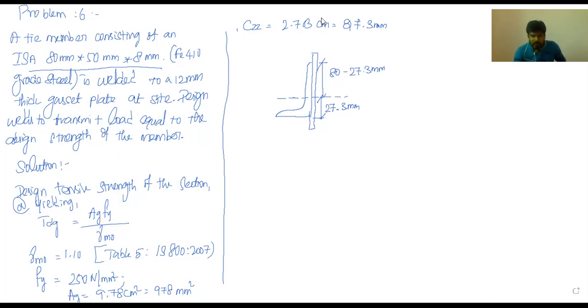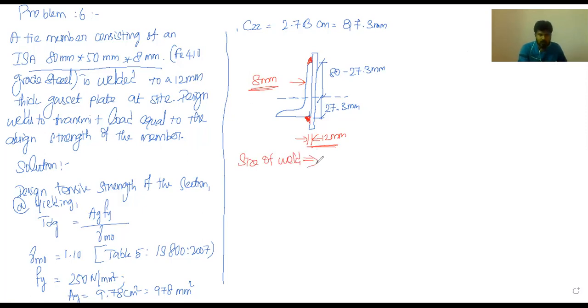Based on that, for the force carrying capability, since I'm going to do the weld in two places, one here at the bottom and another one here at the top, the size of weld they have mentioned, so we have to find the size of weld also. Here there are two plates. One is the gusset plate with a thickness of 12 mm, and another is the angle section with a thickness of 8 mm. So based on that, from table number 21 we have to choose the size of weld.